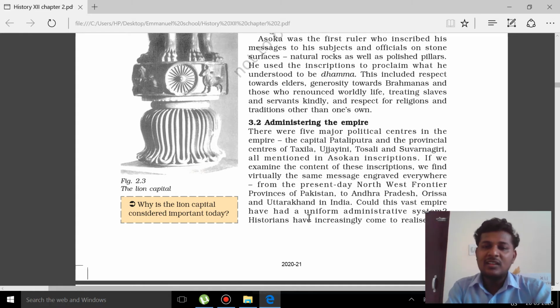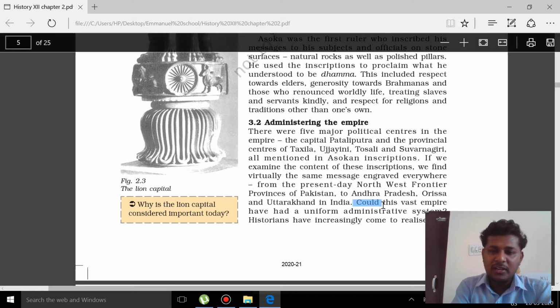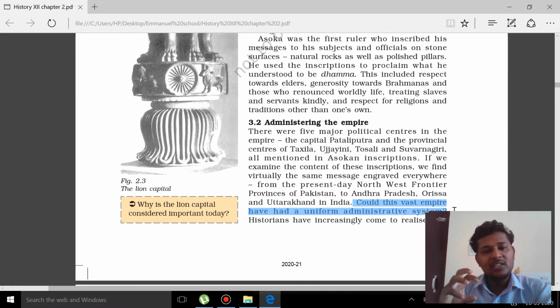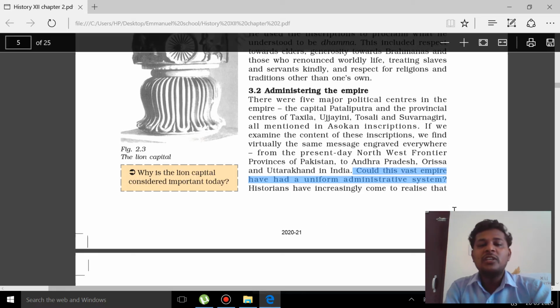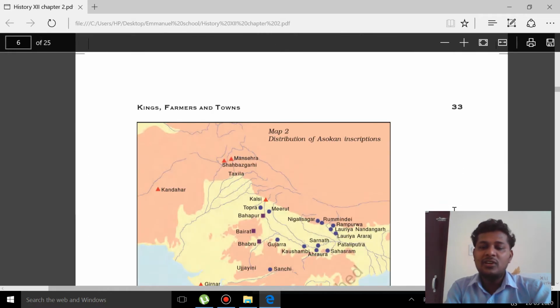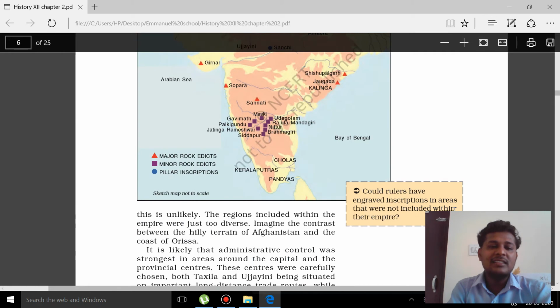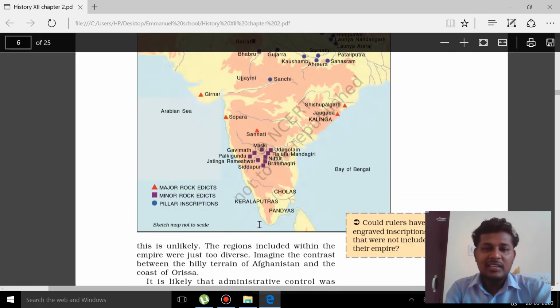What does this mean? It means they are asking a question. Could this vast empire, the Mauryan Empire, have had a uniform administrative system? Was it a uniform administrative system everywhere? Because we see the same message inscribed everywhere. So historians have increasingly come to realize that this is unlikely. It cannot be so. Why? A one marker question may ask whether it will be possible. Your answer is this. But this will not come in your answer.